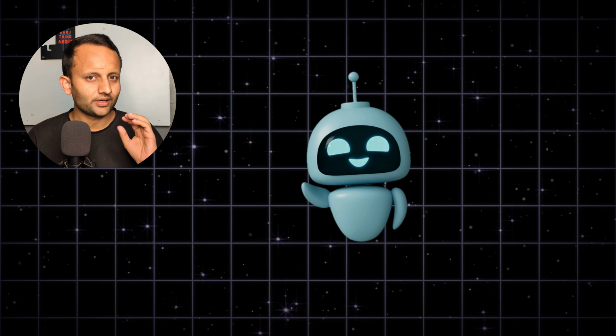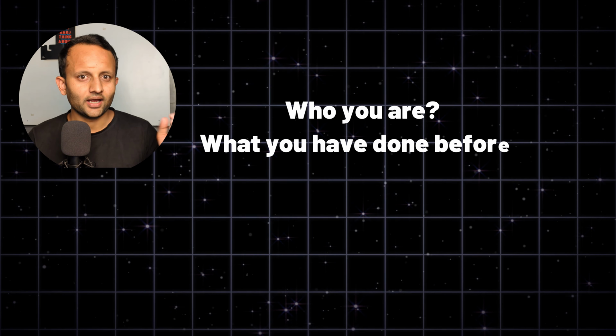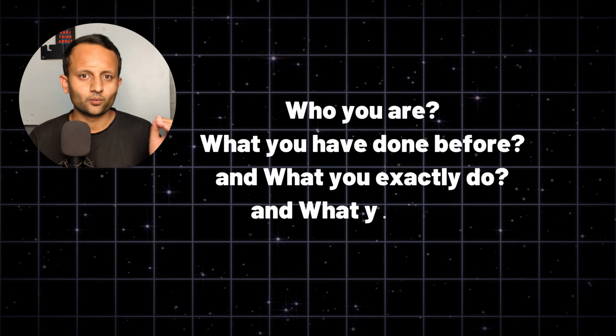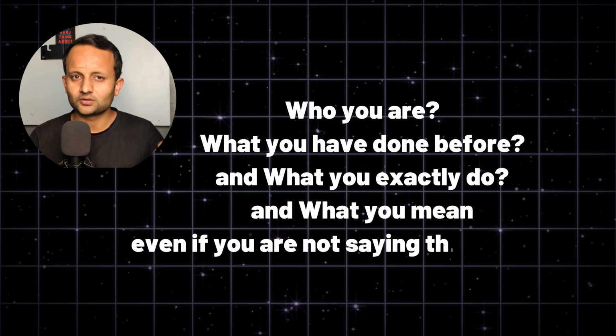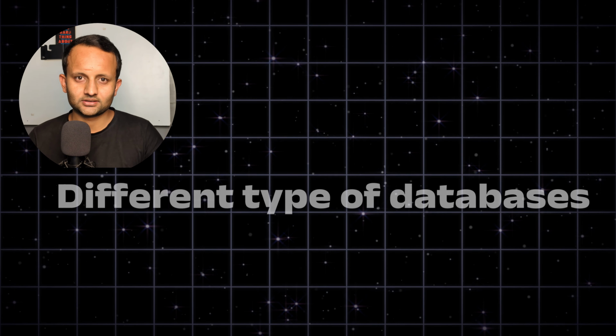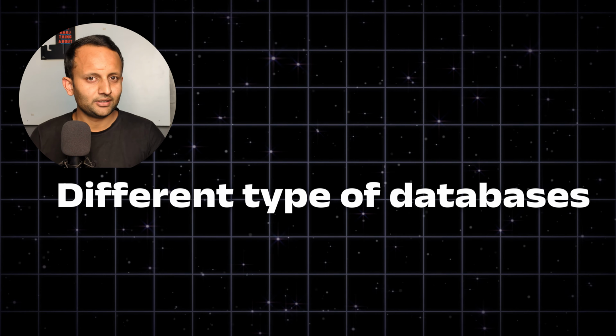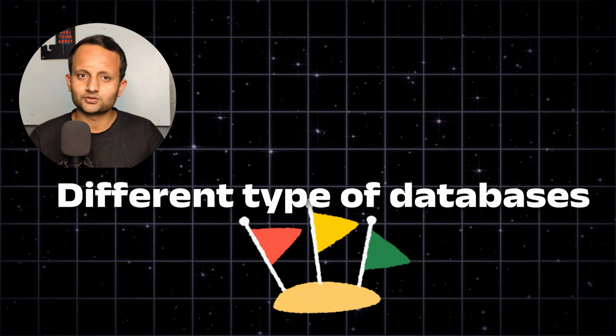So let's imagine that you are building an AI agent. Your agent needs to remember a few things: who you are, what you have done before, what exactly you do, and what you mean even if you are not saying things clearly. So that memory has to be stored somewhere in the memory of the AI agent, and that's where the database comes into play, and we need to choose databases according to the data that we are saving. There are different types of databases I will be explaining in this video, and majorly there are three types of databases that we generally use with our agents.